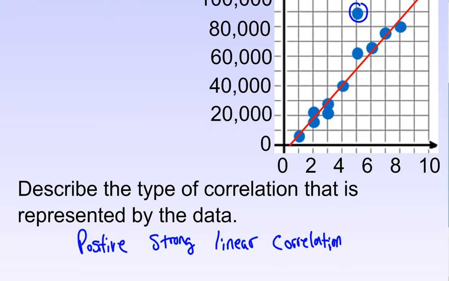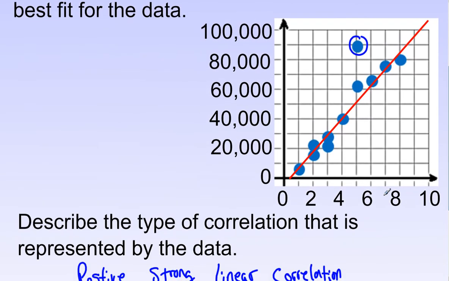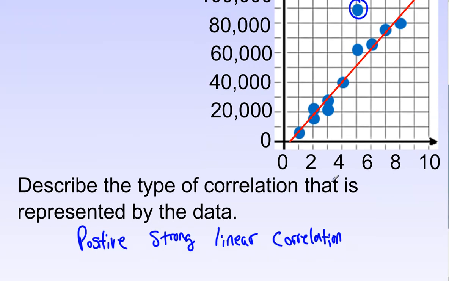That is the type of relationship between these two variables, between the age and the number of miles. It's positive because as the age gets bigger, so does the number of miles. They both go up. It's strong because the older the car gets, the more miles are driven on it, and it fits pretty closely to this line. And it's linear because the points seem to follow a straight line.